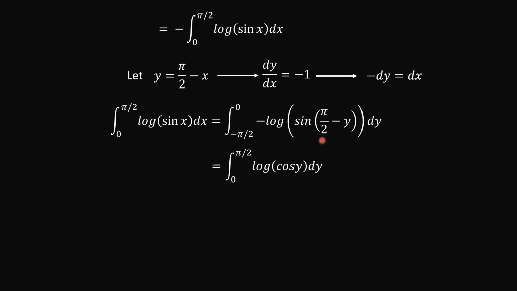Sine of pi over 2 minus y is the same as cosine y. In order to eliminate this negative sign, we can just quickly flip the limits here. Since cosine y is symmetrical about 0, we can easily flip the limits there. Essentially, this means that the integral of logarithm of sine x from 0 to pi over 2 is the same as the integral of log of cosine x from 0 to pi over 2.